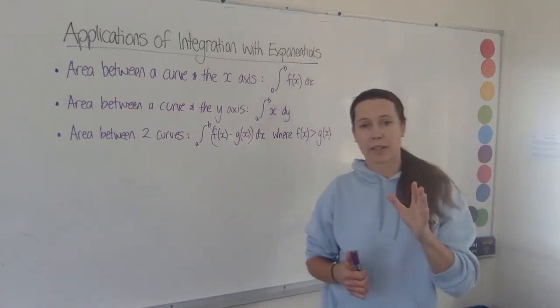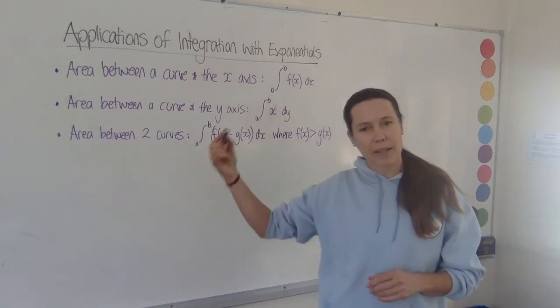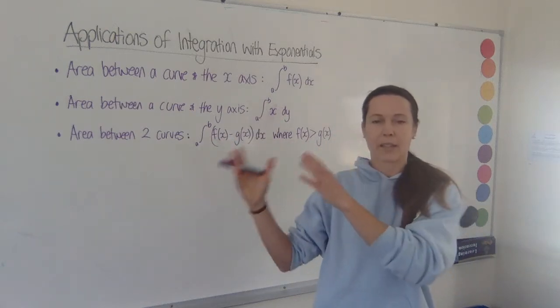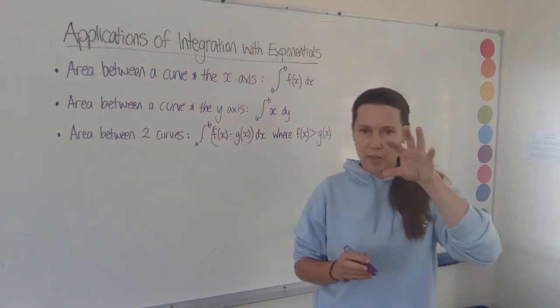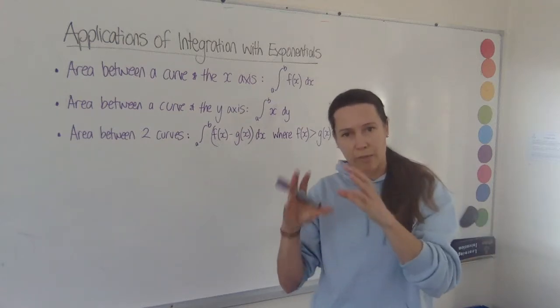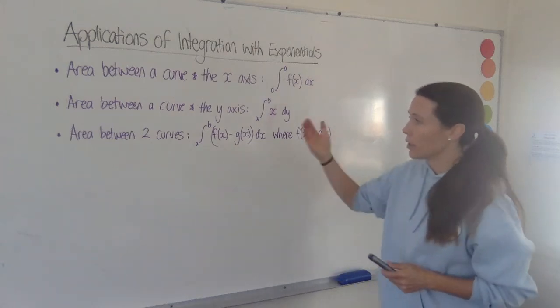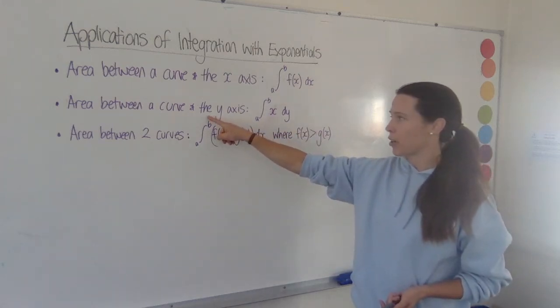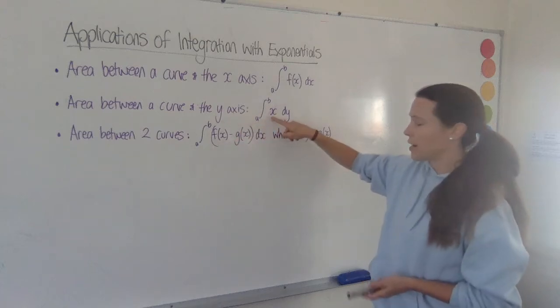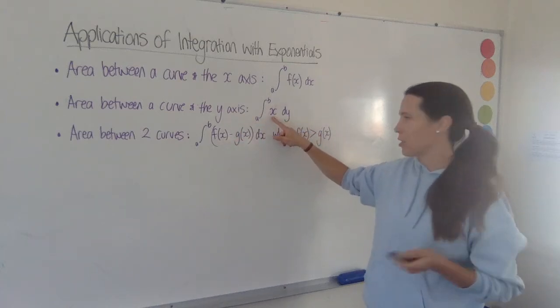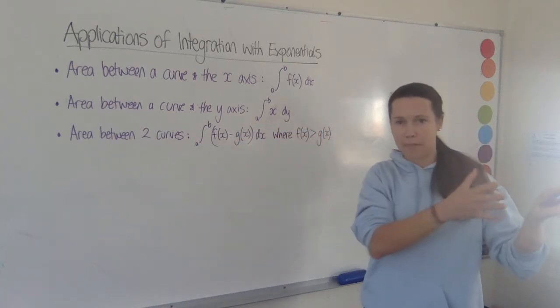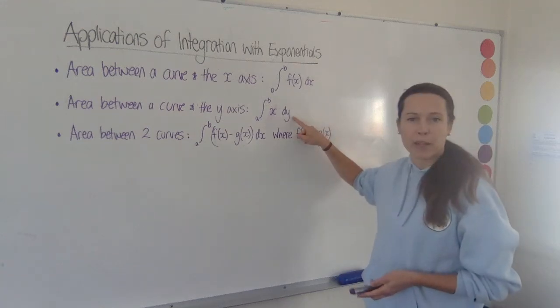And if we've got areas that dip above and below the x-axis, we need to break it up into sections so that we're finding the positive areas and the negative areas and converting them into positive answers and then adding it all together. We also have learned how to find the area between a curve and the y-axis by changing the form of the equation so that it's x equals something and then integrating that with respect to y.